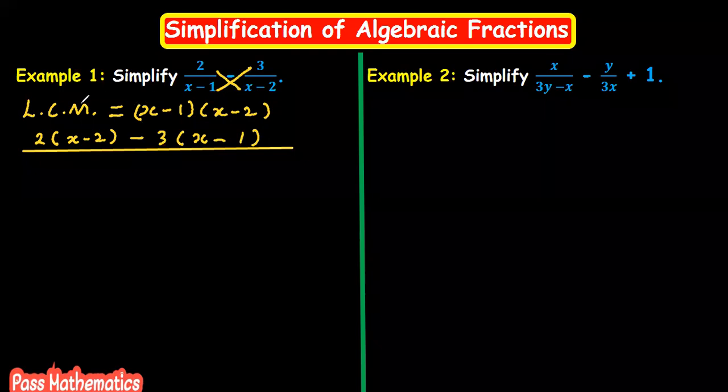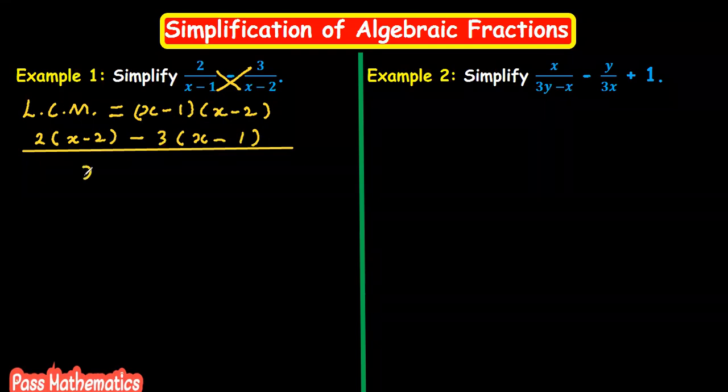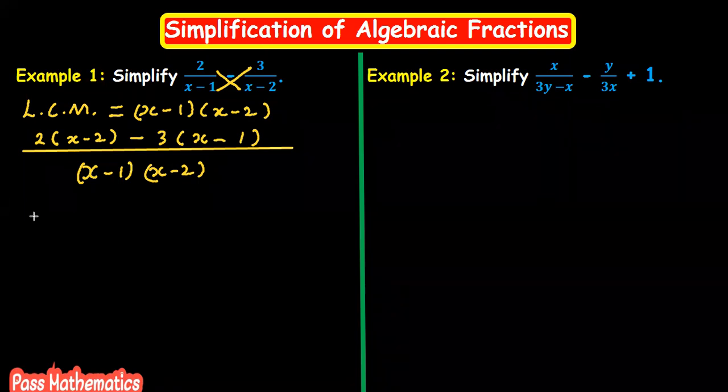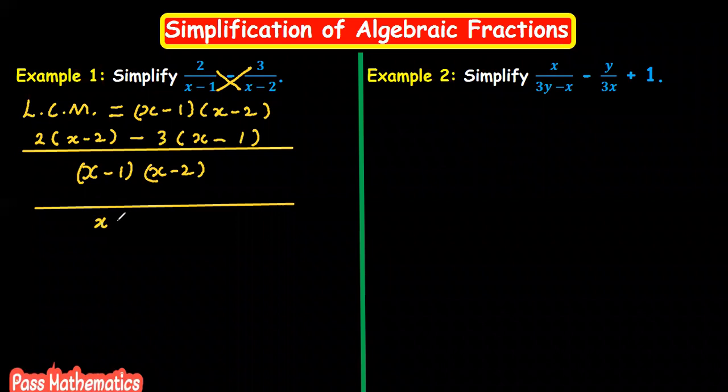Do not forget, this is our LCM, so we write it here: x minus 1 in brackets, and then x minus 2 in brackets. The next thing is to open this bracket to expand. Then we still need our division sign, so we draw another one. So do not forget the denominators. We write down the denominators here, that is the LCM.